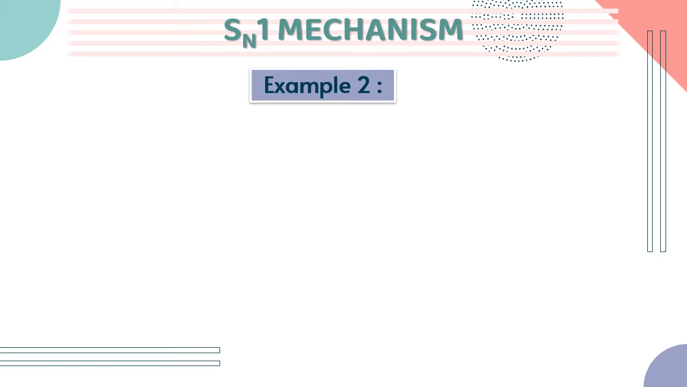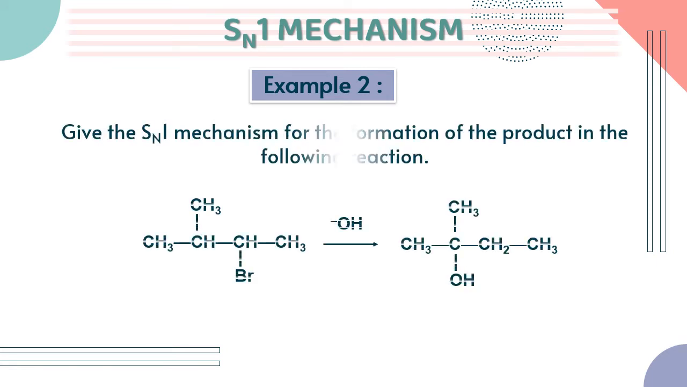Now let's look at the second example for SN1 mechanism. Okay, soalan ni dah clear. Clear maksud apa? Dia dah bagi tahu give the SN1 mechanism for the formation of the product in the following reaction. Okay, apa yang kita ada dekat sini?